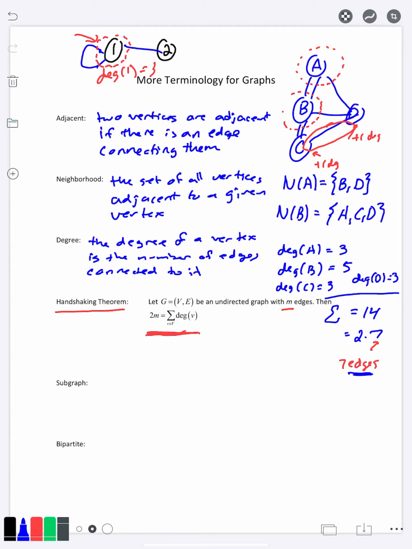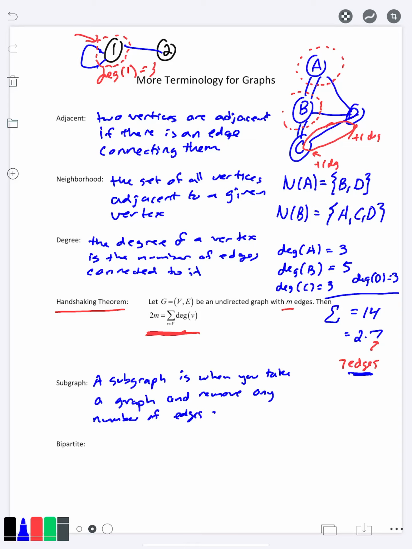Okay, last couple of things on this slide. Talk about subgraph. So a subgraph is when you take a graph and remove any number of edges or vertices. So we had a graph up here that was the Bridges of Konigsberg.